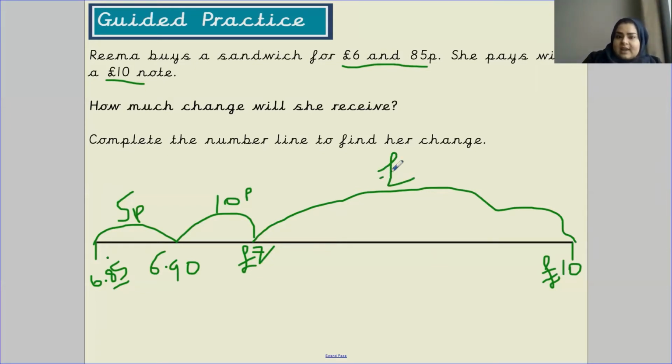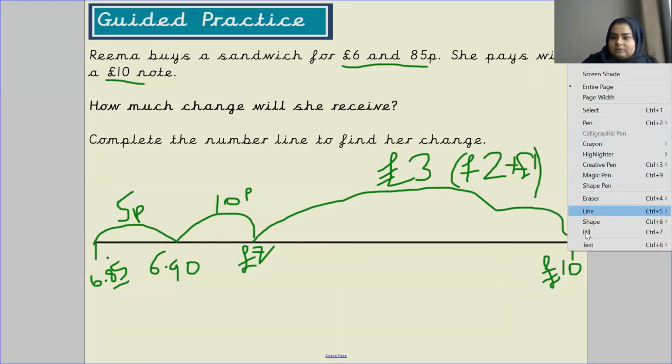But obviously there is no £3 coin, so you would use a £2 coin and a £1 coin, yeah? Or you would use 3 £1 coins. So how much change does Rima get?